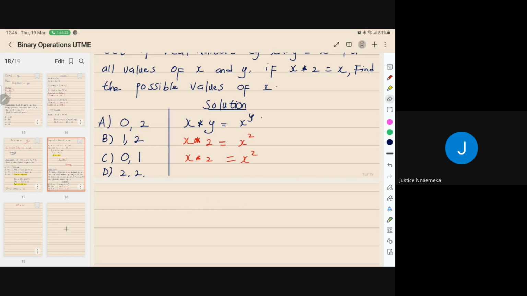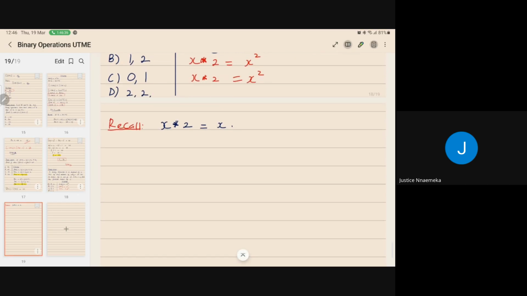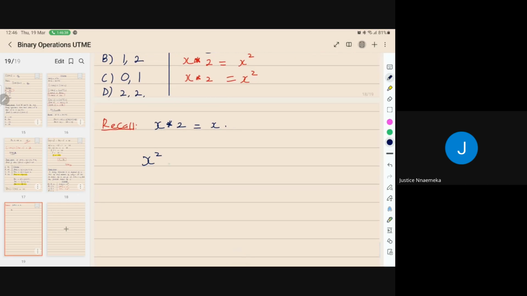Good. Let me put it down. Also, recall that x asterisk 2 is equal to x. So that means that x squared is equal to x. So this means that x squared minus x is equal to 0.